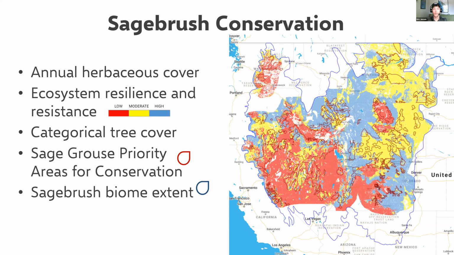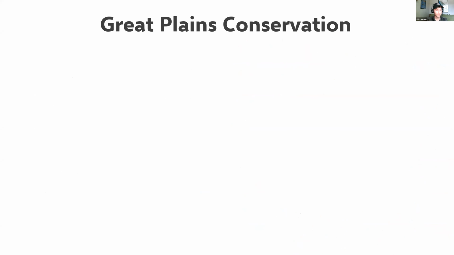So these layers, you can look at these as you're working with the data in RAP and have some understanding of the types of landscape context you're looking at.